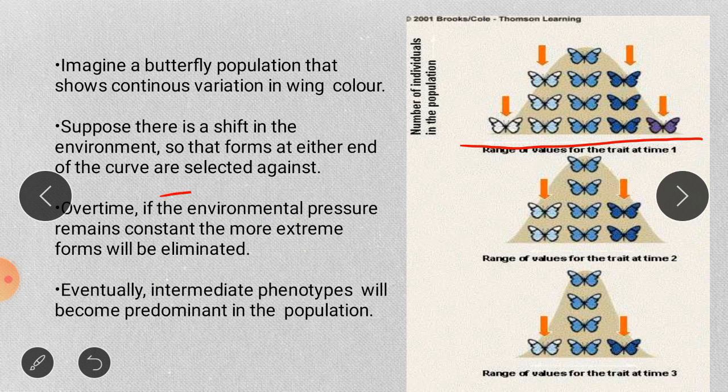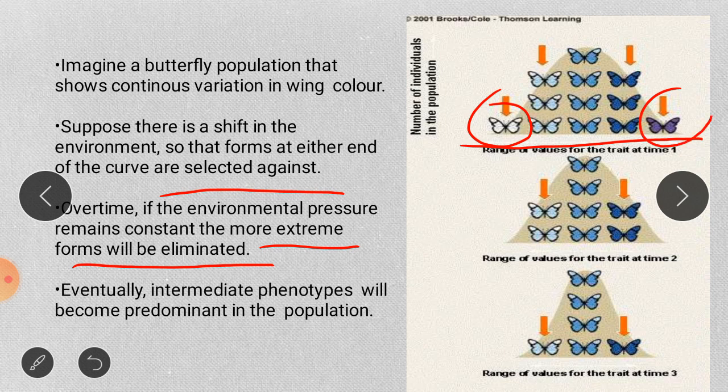the curve that are selected against. So with the passage of time, the environmental pressure is going to remain constant, that results in the extreme forms being eliminated. So with the passage of time, selection is going to act on these extreme phenotypes, that is white and purple. So with the passage of time, these two wing colors are going to be removed.